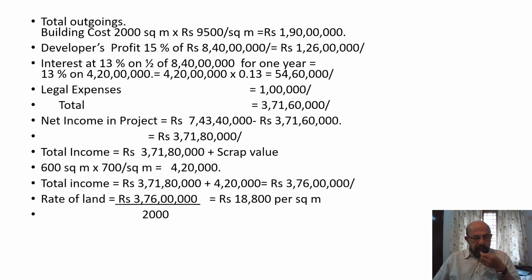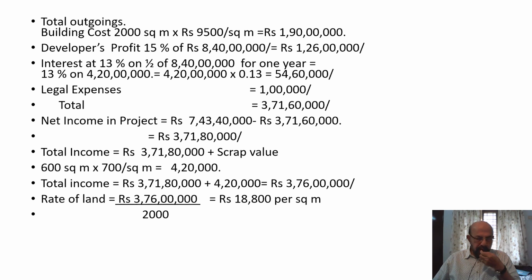Net income in project is equal to rupees 7 crores 43 lakhs 40,000 minus the outgoings, rupees 3 crores 71 lakhs 60,000, which is equal to rupees 3 crores 71 lakhs 80,000. Total income is equal to rupees 3 crores 71 lakhs 80,000 plus the scrap value.